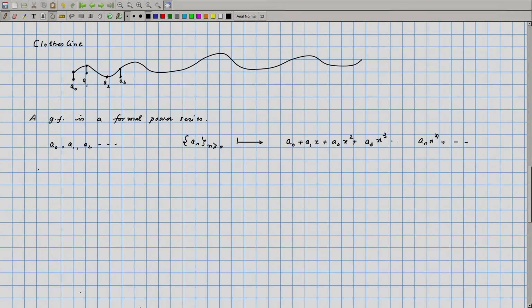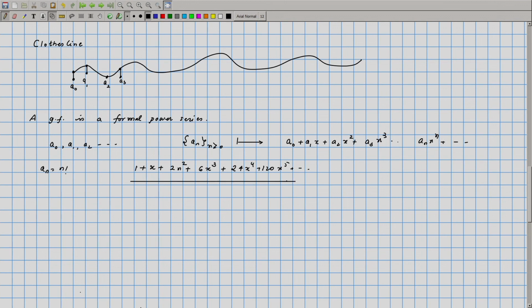For example, if your sequence was the factorial sequence, so a n is equal to n factorial, and if you look at this sequence, that is going to be 1 plus x plus 2x squared plus 6x cubed plus 24 x raised to 4 plus 120 x raised to 5 and so on. So, it is difficult to imagine some place where this power series can be thought of as converging to some particular value, but we will not bother about the convergence aspects.